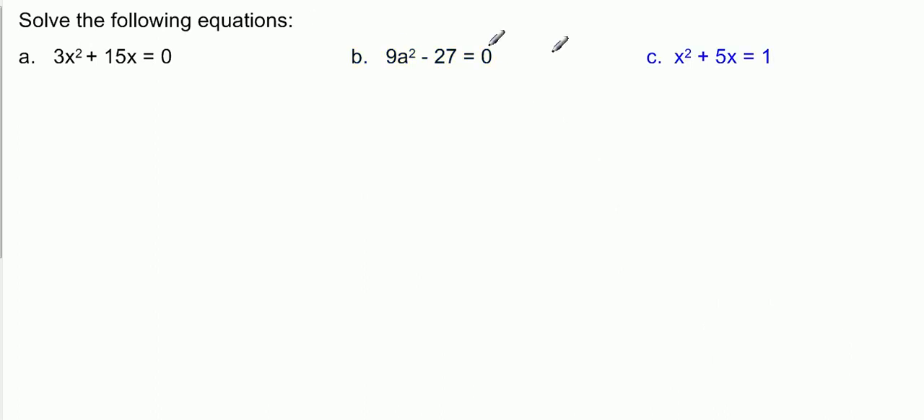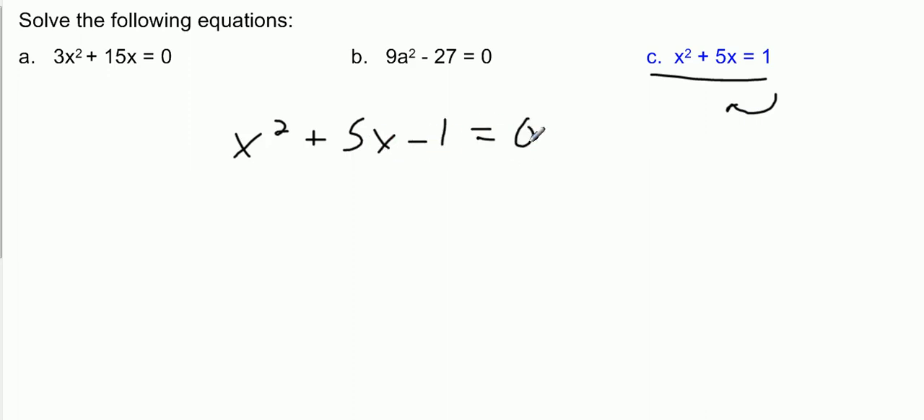Okay. This last one here, right? There's more than just x squared. There's also the 5x, so the square root method's not going to work. So we're going to bring this 1 over to the other side by subtracting 1 on both sides, and we're going to start with x squared plus 5x minus 1 equals 0.